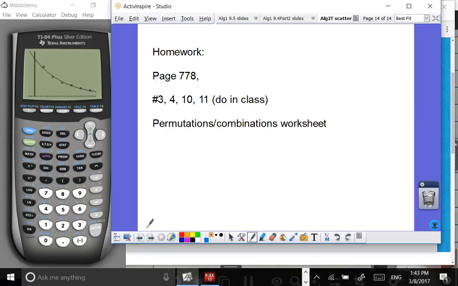So what time is it? I mean, there's only 4 questions to do from the book with the calculator. So you should try to get them. I'm going to also give you a worksheet on permutations, combinations to take home.